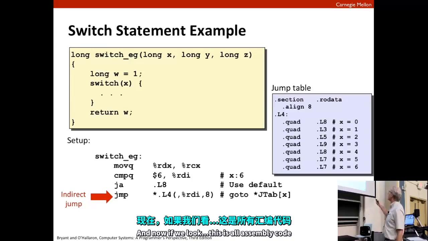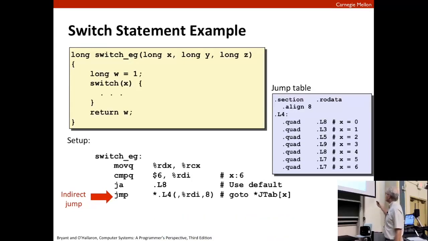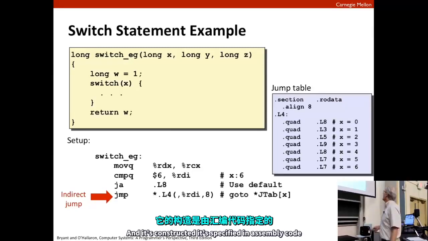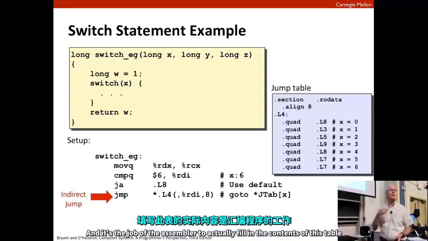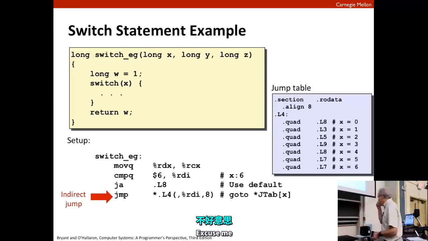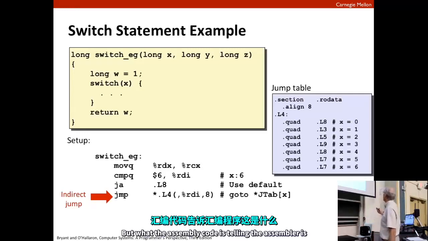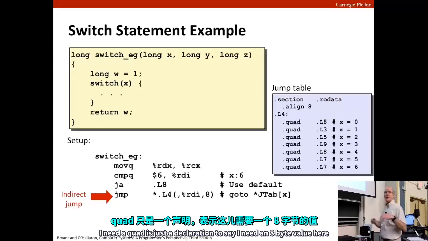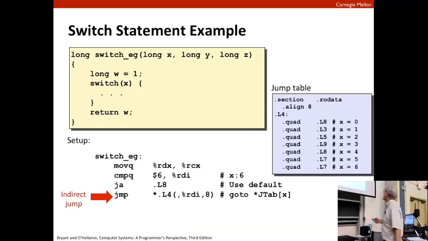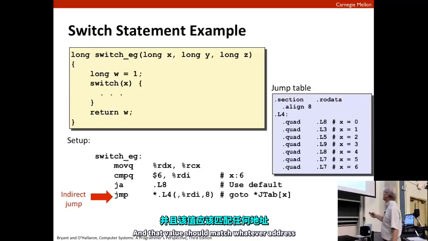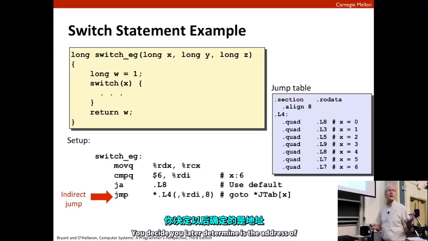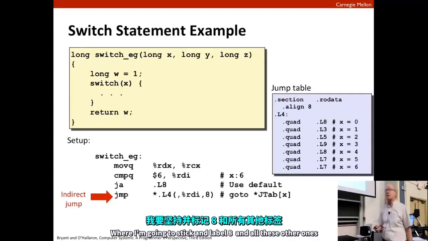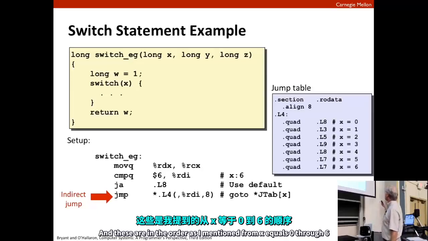And now if we look, and this is all assembly code, you'll see this is the actual jump table. It's specified in assembly code, and it's the job of the assembler to actually fill in the contents of this table. What the assembly code is telling the assembler is, I need a quad, which is just a declaration to say I need an 8-byte value here. That value should match whatever address you later determine is where I'm going to stick label 8 and all these other ones. And these are in the order, as I mentioned, from x equals 0 through 6.